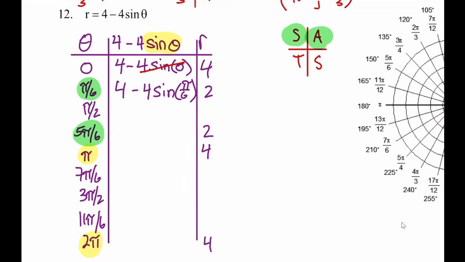All right. So we got those values. Pi over 2, sine of pi over 2 is equal to 1. So 4 minus 4 times the sine of pi over 2.